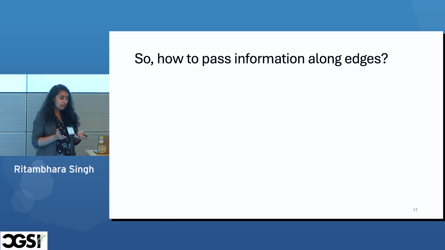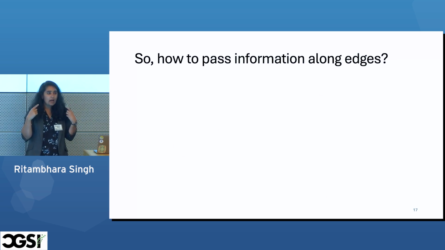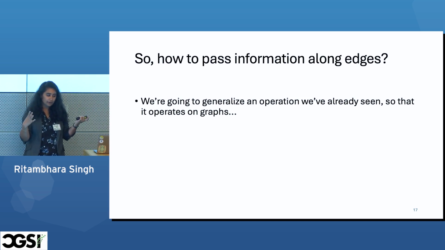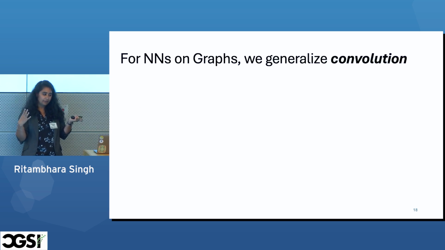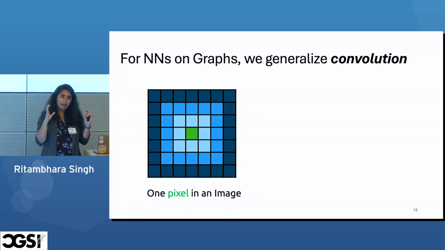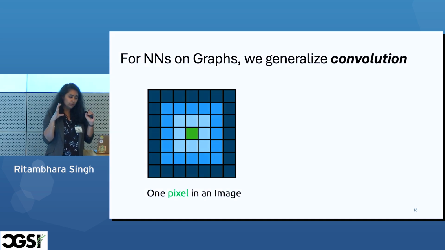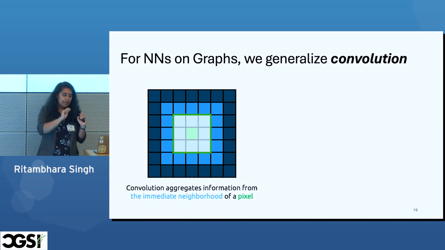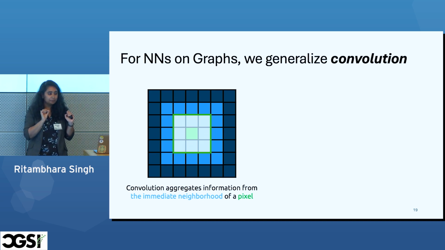So then the question becomes, well, we have to figure out a way to pass information along the edges. How are we going to do that? It turns out we are going to generalize an operation that we have already seen before and see how it operates on the graph. And that operation is convolution. So if you remember, for image convolution, what you are doing is to learn a representation of a pixel in an image, we take an aggregation of the pixels which is in the immediate neighborhood of that particular pixel.